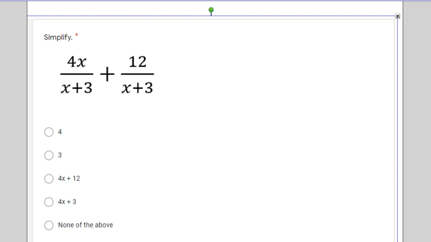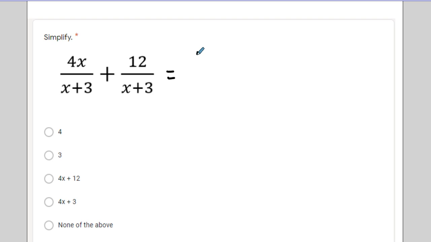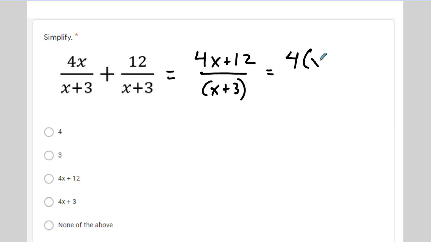And here we go. Then I asked you to add and subtract some statements. So this one's adding. I have a common denominator, so I can just add the top pieces. 4x plus 12. My common denominator is x plus 3. Now I look to see if I can simplify. The top can be factored. If I divide a 4 out, I'll have x plus 3, and then I notice that these will cancel out. That's just the number 4.